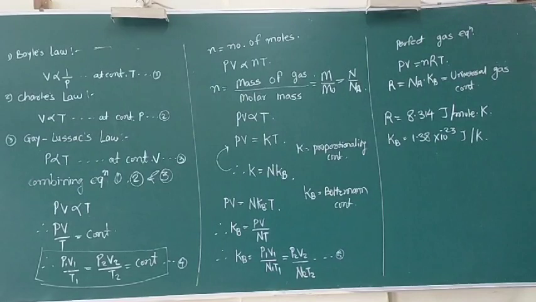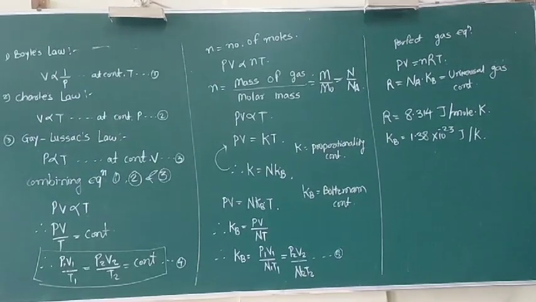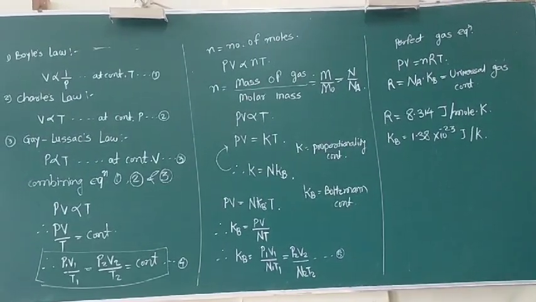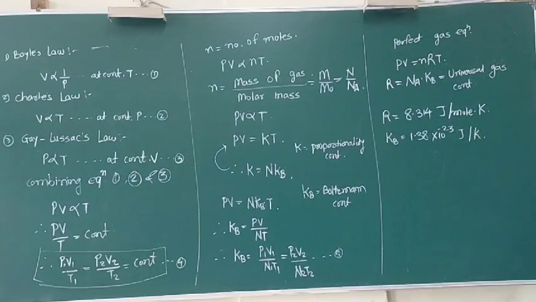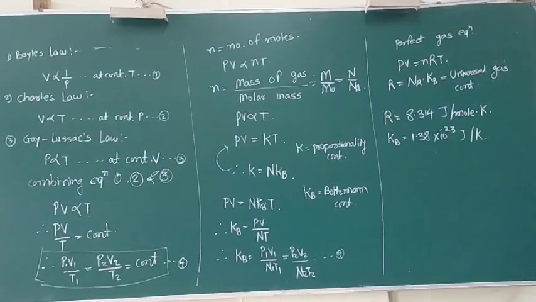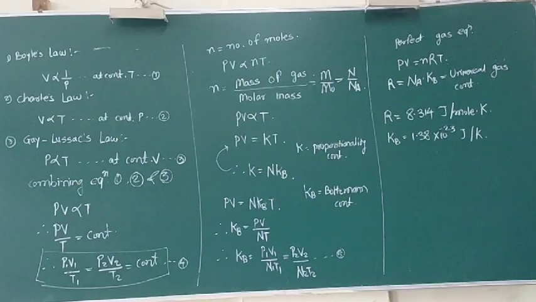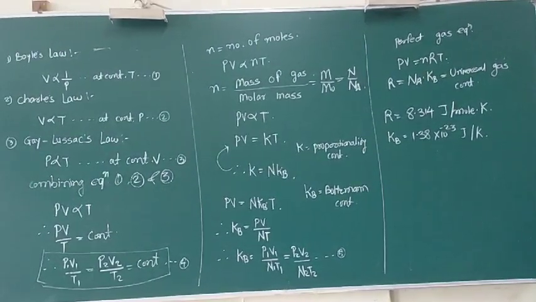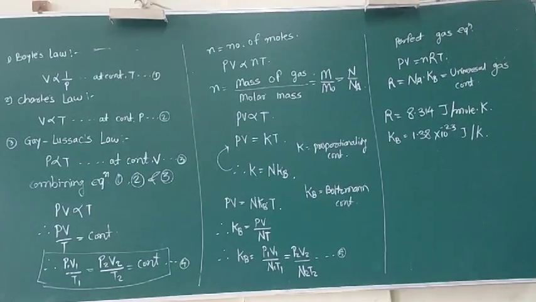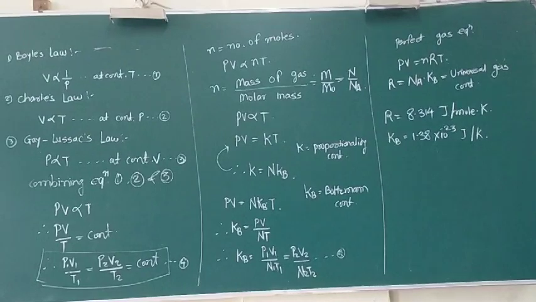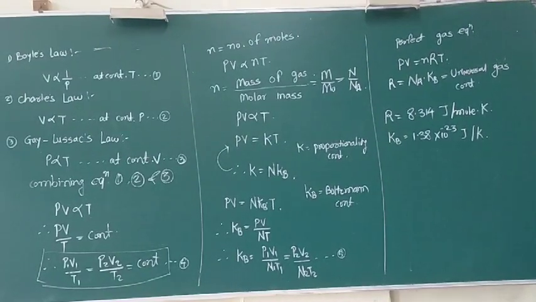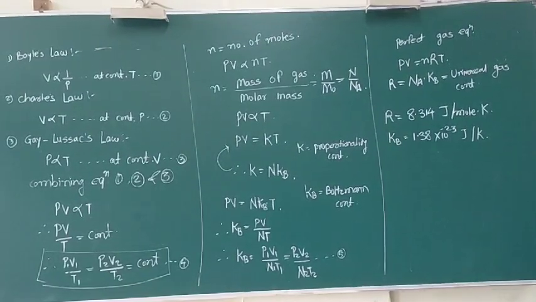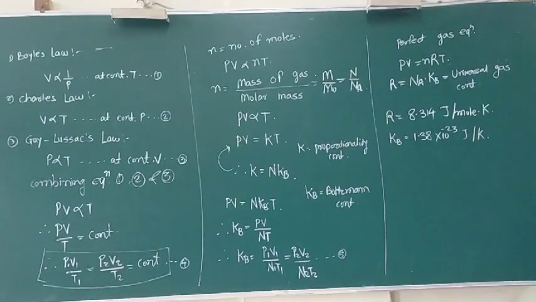So the proportionality sign can be neglected by using a proportionality constant. So PV is equal to KT. So K is equal to N into Kb, where Kb is the Boltzmann constant. Substituting the value of K in the above equation, we get PV is equal to N Kb into T. Therefore, the Boltzmann constant Kb is equal to PV upon NT.